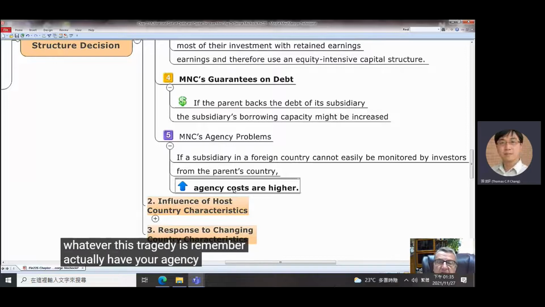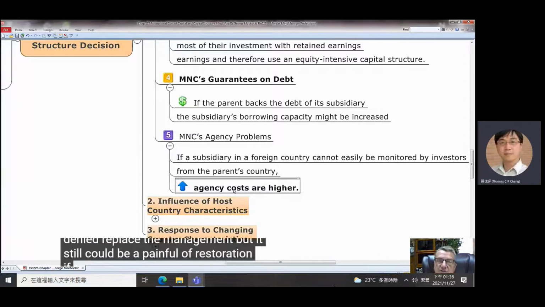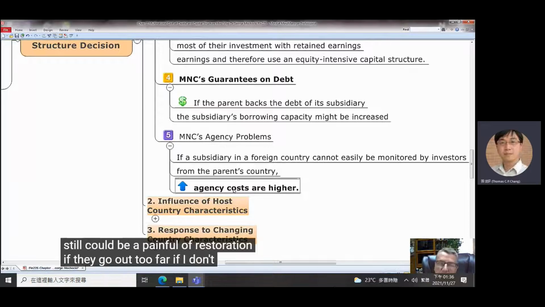Remember, that's where you have your agency costs, and then plus they're not watching them. I have to rely on the management there that they're doing the right thing. They're always looking out for the best. If not, then I replace the management, but it still could be a painful restoration if they go out too far, if I don't catch it. So I still should be monitoring that. It's just something to be aware of.